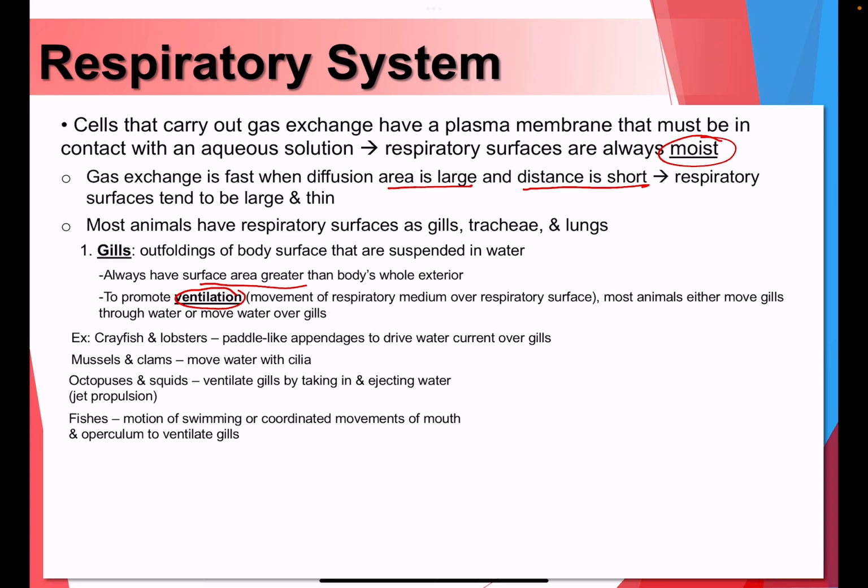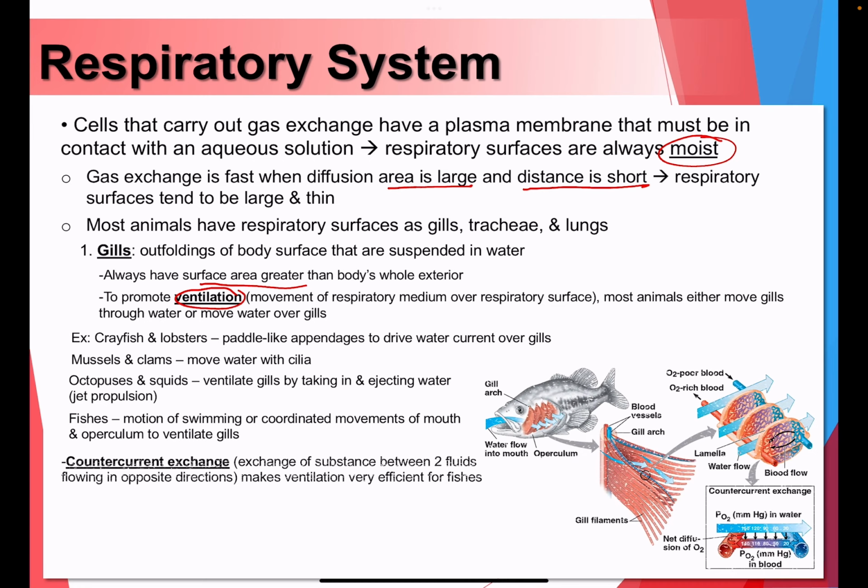So gas will move in through their mouth, gas will move out, then out their gills through the operculum. All right, so their gill system, when we talk about fish, they rely on something called countercurrent exchange to make ventilation very, very efficient.